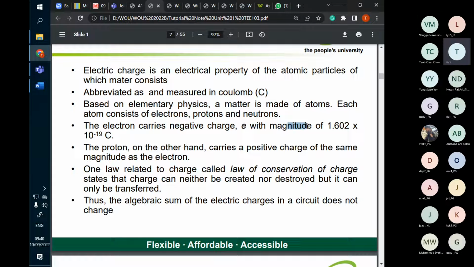It carries a magnitude of 1.602 times 10 to the power of negative 19. Is it a coulomb or not? I forgot already. I think this is still charge. Oh, it's coulomb. So it's a coulomb here. So 1 ampere. How do they define the ampere? So far we know that from the physics point of view, one charge. Let me get my pen here.